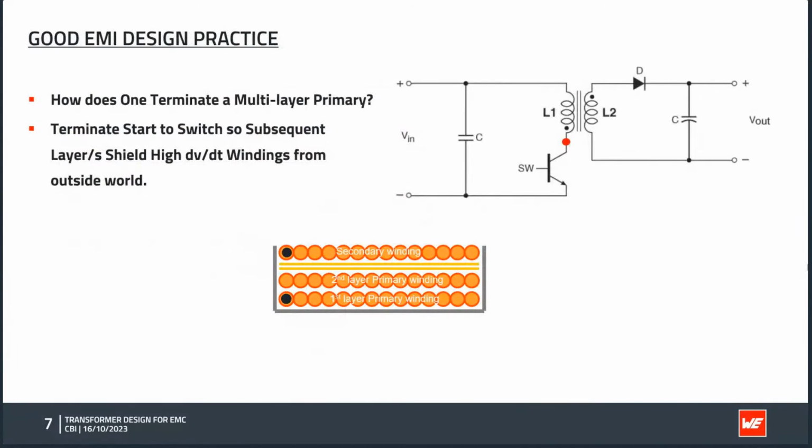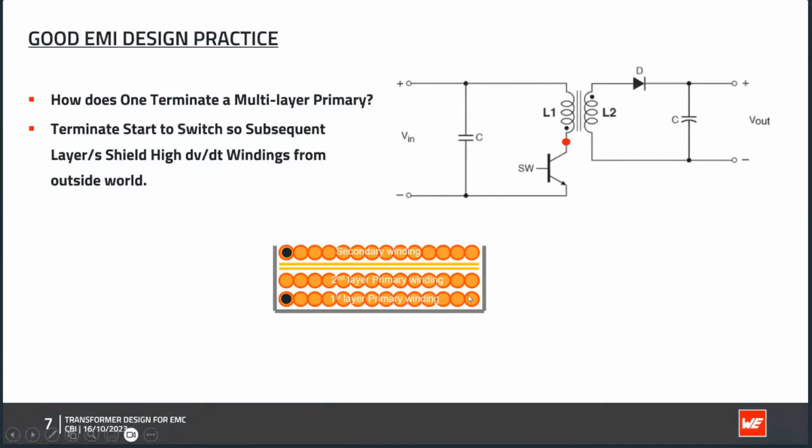With this, we go into practical approaches, how to improve the transformer. And the very first thing, and probably the most important thing I want to show you here, is how to connect a transformer on the power supply. It is very, very important to connect the start of the winding to the switch. So you see here in this diagram, the transformer is shown as L1 and L2. This is primary and secondary winding. And the start of the winding is here indicated with a black dot.